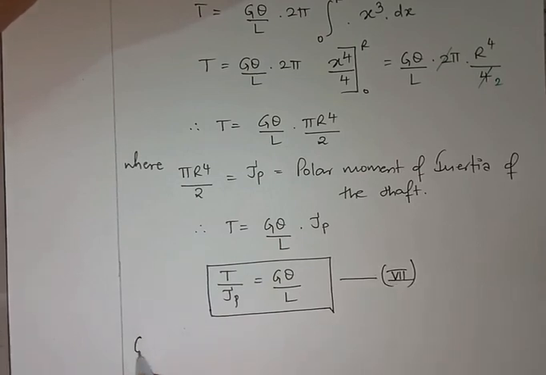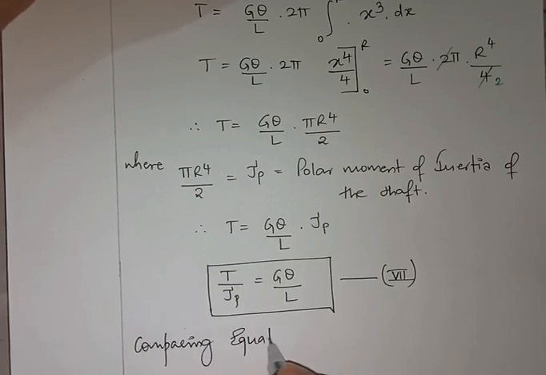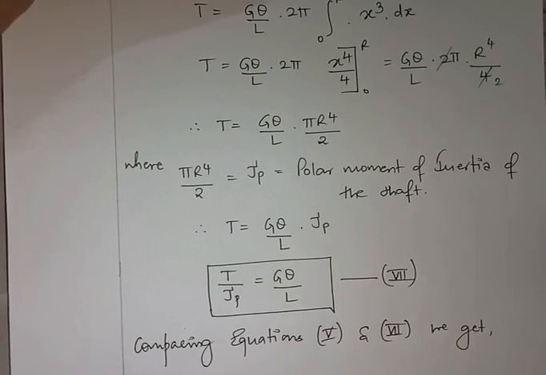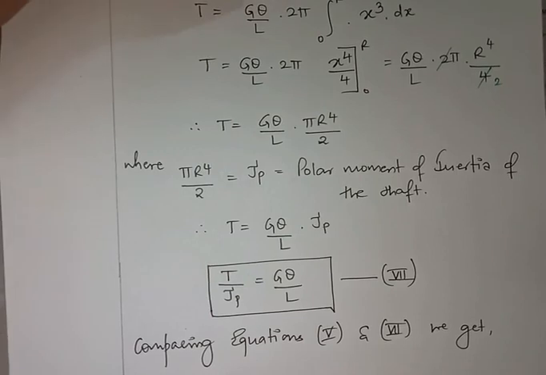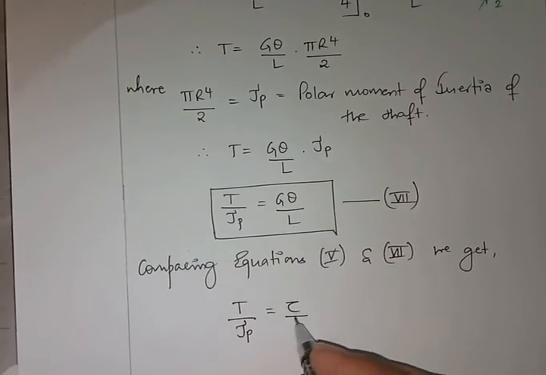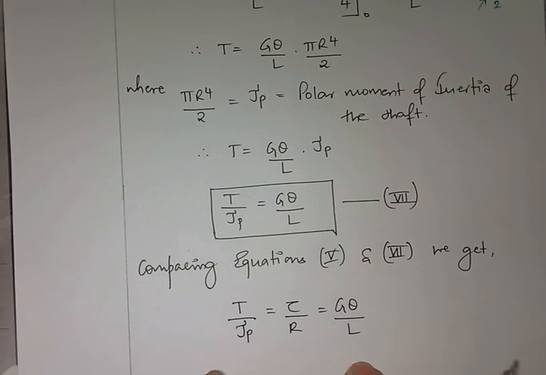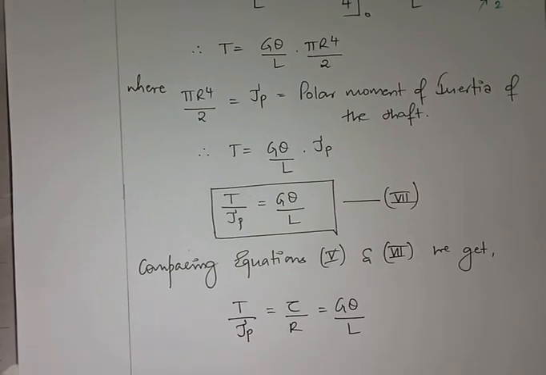Comparing equations 5 and 7, if you compare equation 5 and equation 7, what we get is T divided by Jp is equal to tau divided by r is equal to G theta divided by L. This equation I call the torsion equation.